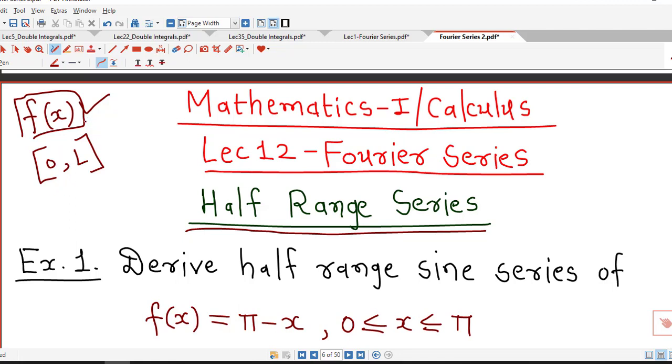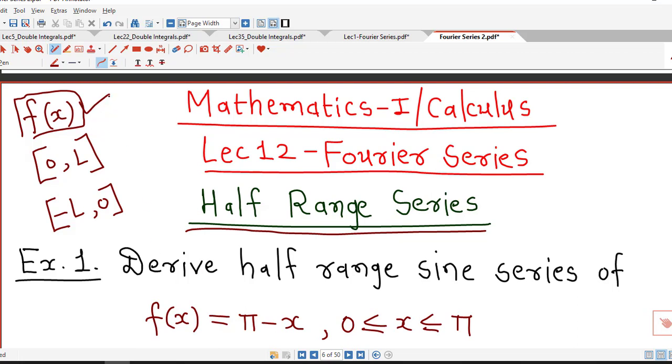If we extend the function f(x) over this part minus L to 0 such that graph of f(x) is symmetric about y-axis, then f(x) becomes even function, and in that case Fourier series of f(x) is Fourier cosine series. And if function is extended in such a way that its extended graph becomes symmetric about origin, then the Fourier series of extended function contains only sine terms.